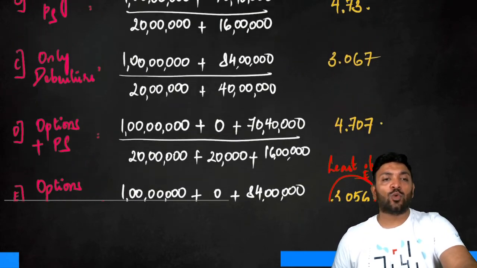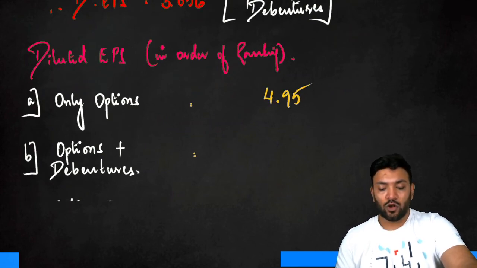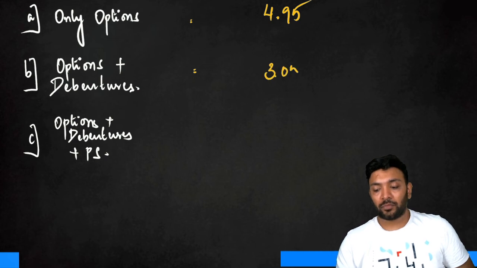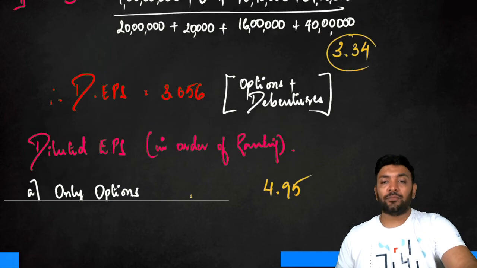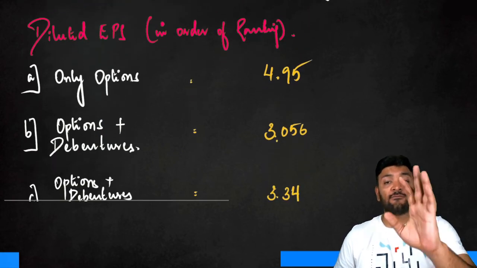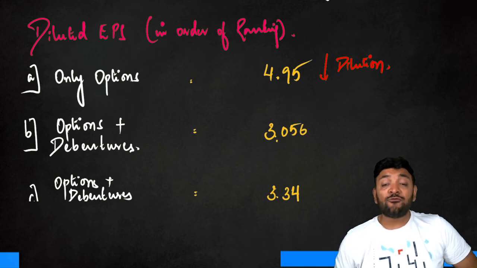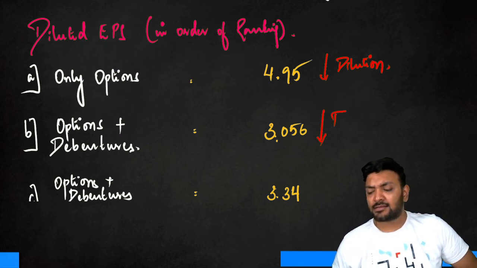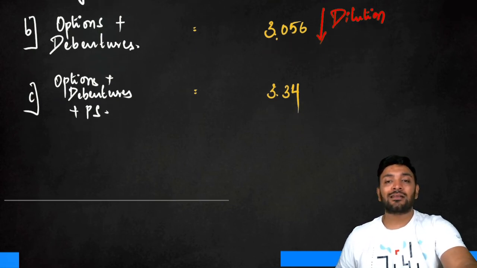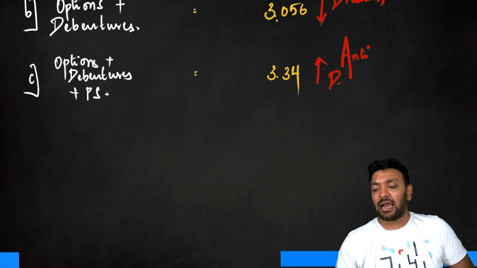Only options, my diluted EPS was 4.95. Options plus debentures, 3.056. All three combined, answer was 3.34. Now look at it. What was your basic EPS? 5. 4.95. Is there a dilution? Yes. From 4.95 to 3.056. Is there a dilution? Yes. Reduced even more. From 3.056 to 3.34. Is there a dilution? No. It's an increase. Such increase, I will call it as anti-dilutive effect.